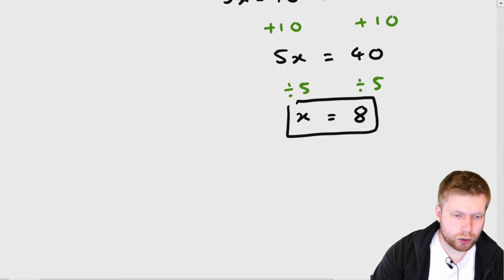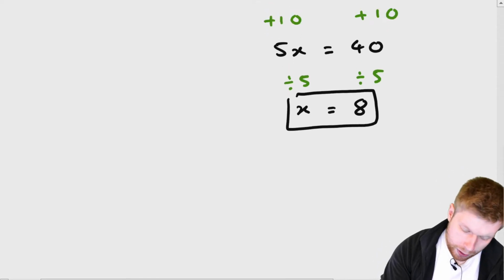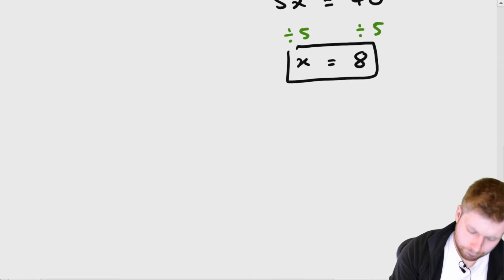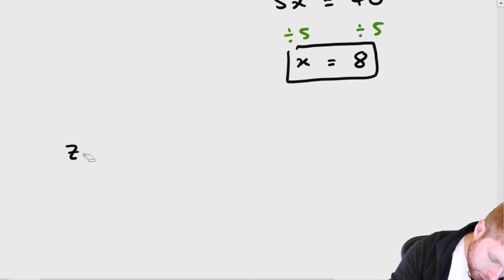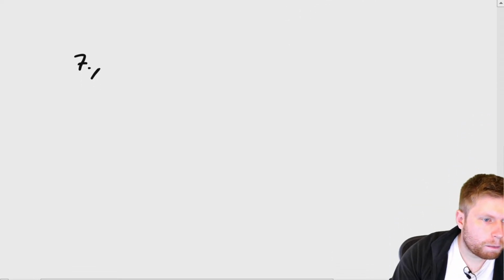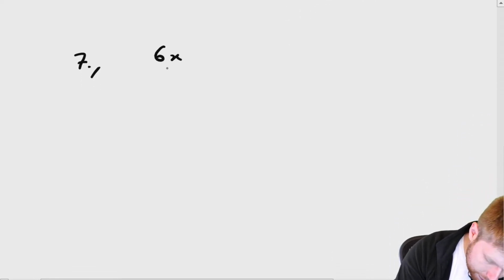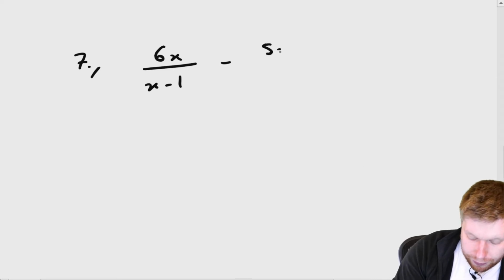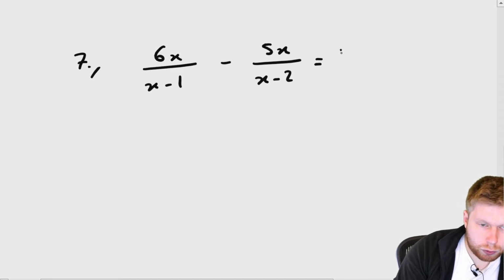All right then, let's see what else we can do. Let's see if there's a slightly more tricky example which we can look at. Okay, so what question are we up to? Question 7. Let's have a go at this question here then. All right, if we have 6x and we're dividing this by x minus 1, then we want to take away 5x divided by x minus 2 equals 1.